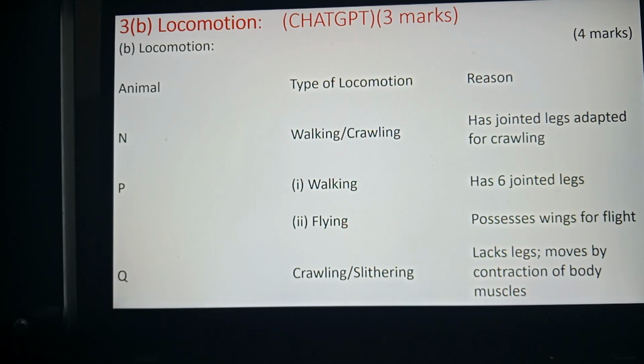ChatGPT on locomotion: N, walking, crawling, because it has jointed legs adapted for crawling. P, walking and flying. Walking because it has 6 jointed legs. Flying because it possesses wings for flight. Q, crawling, moves by contraction of the body muscle. Let's go to the council marking scheme.